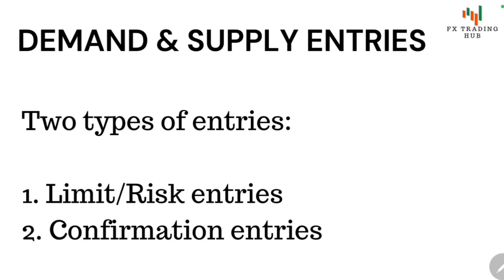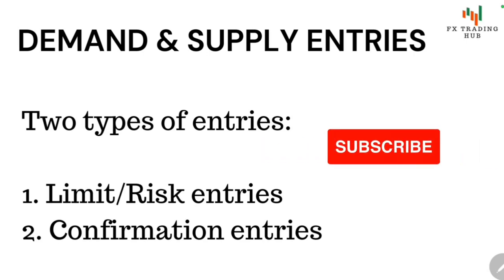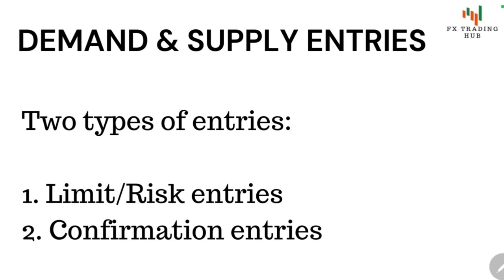There are two ways you can enter your demand and supply zone trades. The first one is the limit or risk entry method, and the second one is the confirmation entry method. Each of them has its advantages and disadvantages. The risk or limit entry method was made popular by a man called Sam Dearden, an American trader.